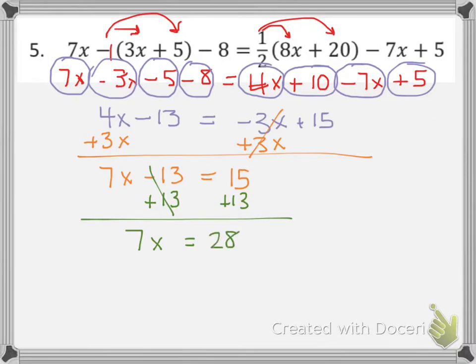And you may think, well, I'll just divide by 7. You can certainly do that. I'm going to multiply by reciprocal just to keep in that habit. 7's go away. I get x equals 28 divided by 7 is 4. X equals 4 is the only value of x that will make this equation true.